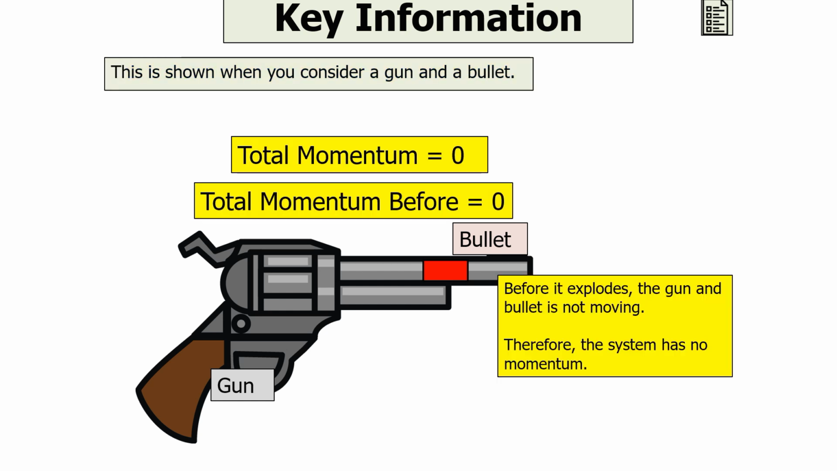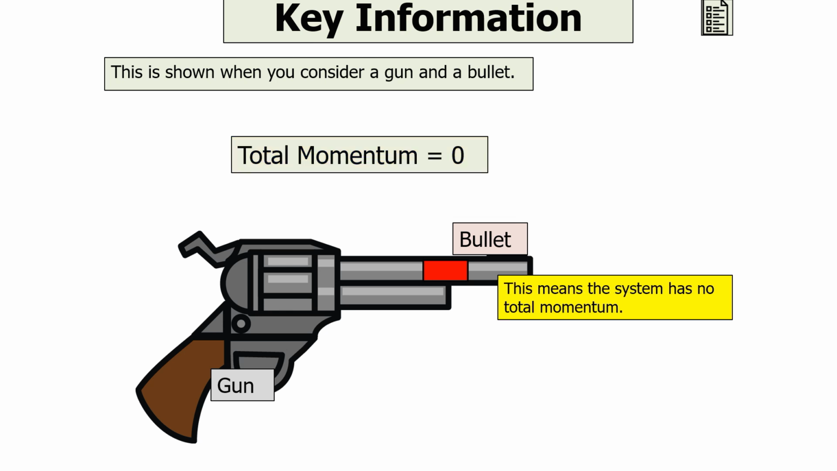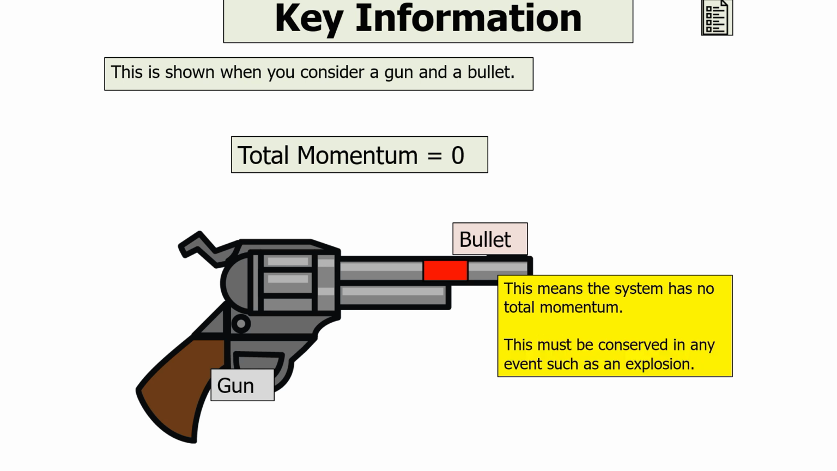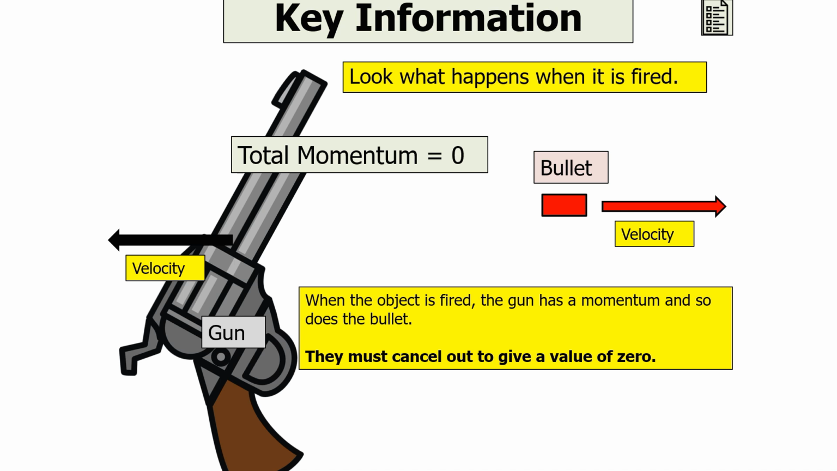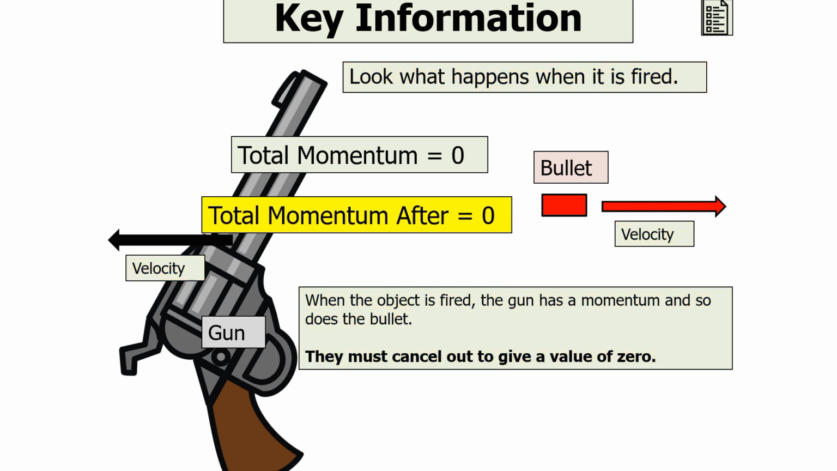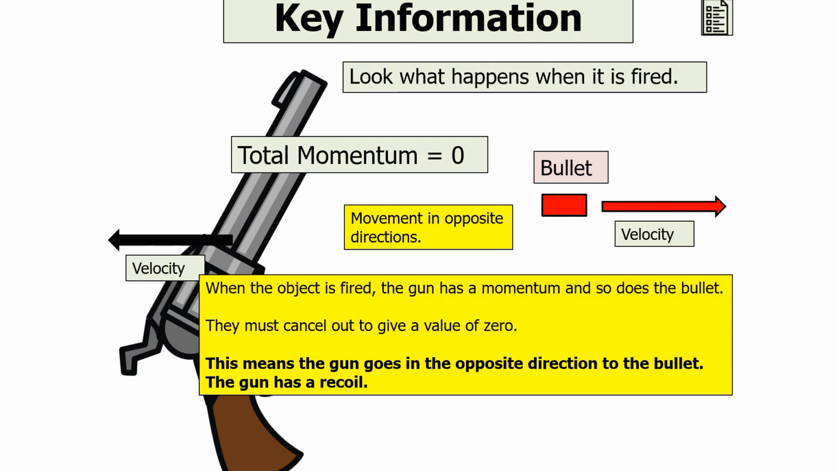So the total momentum is equal to 0 because the total momentum before equals 0. So before it explodes, the gun and the bullet are not moving. So therefore, the system has no momentum. So this means the system has no total momentum, which must be conserved in any event such as an explosion. So when the object is fired, the gun has a momentum and so does the bullet. But they must cancel out to give a total value of 0 because the total momentum afterwards is 0. So this means that the gun goes in the opposite direction to the bullet. The gun has a recoil.